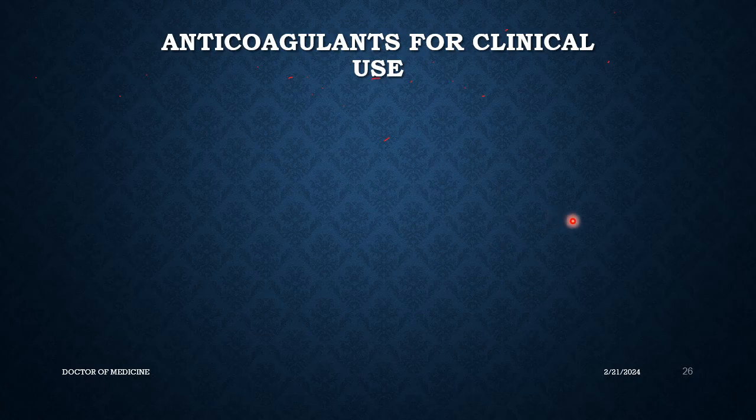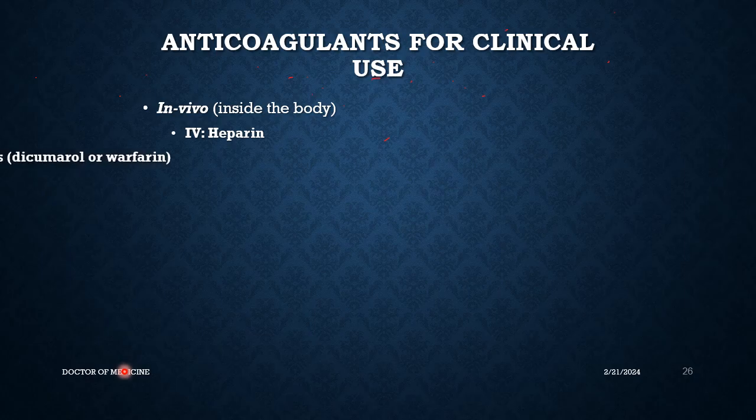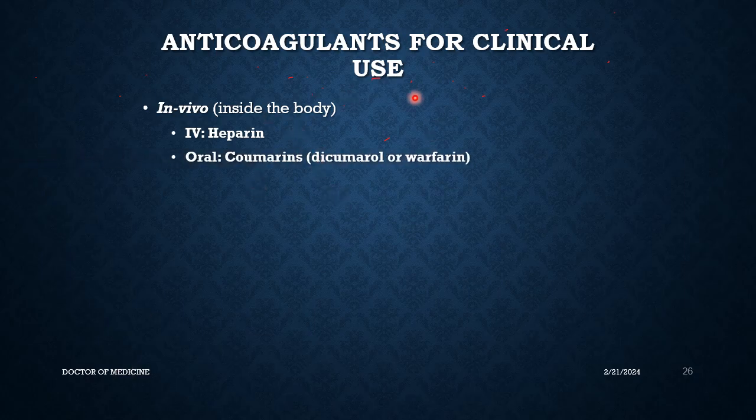Next up, we look at anticoagulants, which are used clinically. So we have different anticoagulant drugs. These may be classified as in vivo or in vitro. So the ones that work within the body, we have heparin. Heparin is administered intravascularly. Then we have oral drugs known as the coumarins. We have dicumarol and warfarin. Dicumarol was discovered early in the 1940s. It was then superseded by the common anticoagulant known as warfarin.